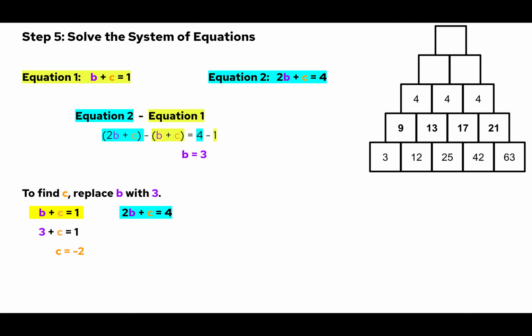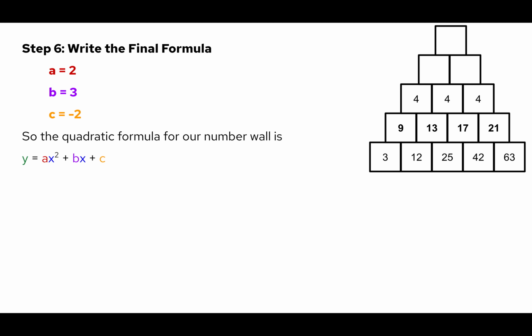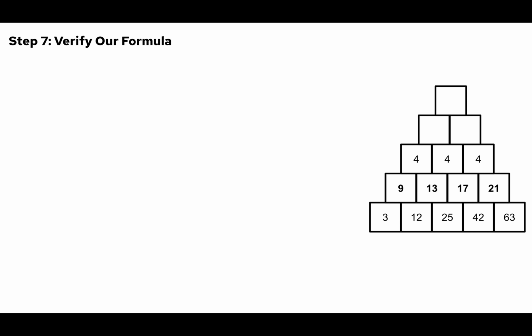We'll just double check it using equation 2. And again, replacing B with 3, I end up with 6 plus C equals 4. Subtract 6 and C equals negative 2 again. So it looks like we verified that C does indeed equal negative 2. Now we can write our formula. A equals 2, B equals 3, and C equals negative 2. And now we're going to take our quadratic formula. We'll replace the variables with the numbers, and I end up with Y equals 2x squared plus 3x minus 2.